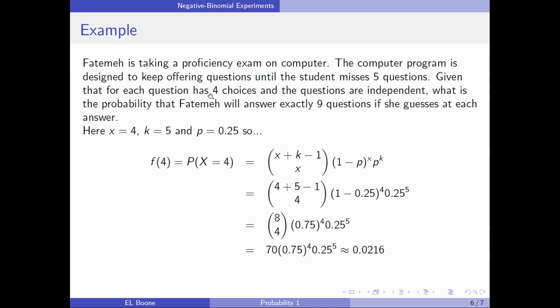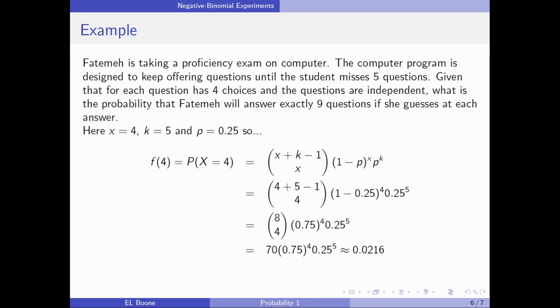Now, this 4 choices goes into the probability. The probability you pick the right number is 1/4 if you're just randomly choosing. So the probability that x equals 4 is equal to, plug everything into the formula, distill it all down, plug it in your calculator, and you will see that 0.0216 is the probability that, if she kept randomly guessing at the questions, she would get exactly 9 questions offered up to her. Because remember, she misses 5 of those, and she's randomly guessing at these. So anyway, this is a simple example of this. We'll look at more examples as we go along.